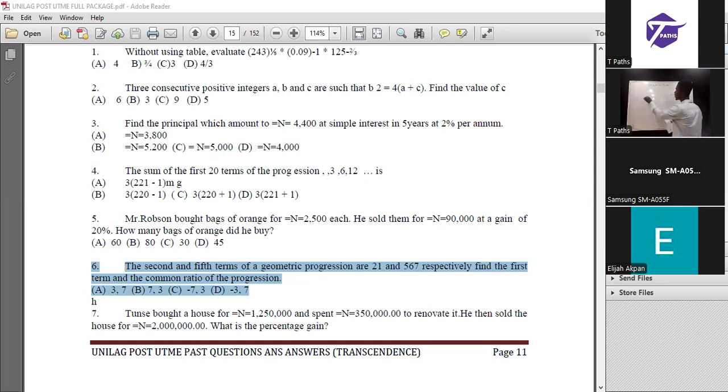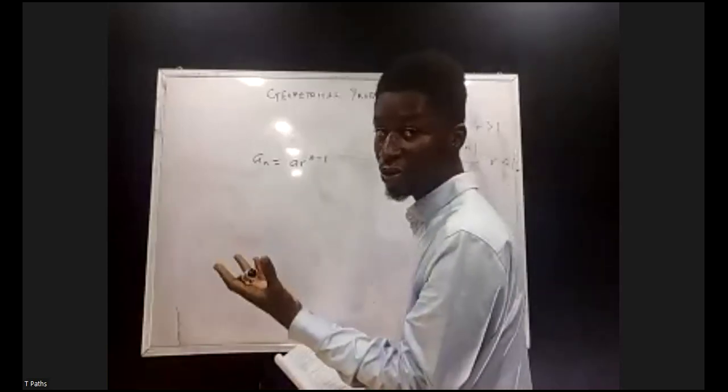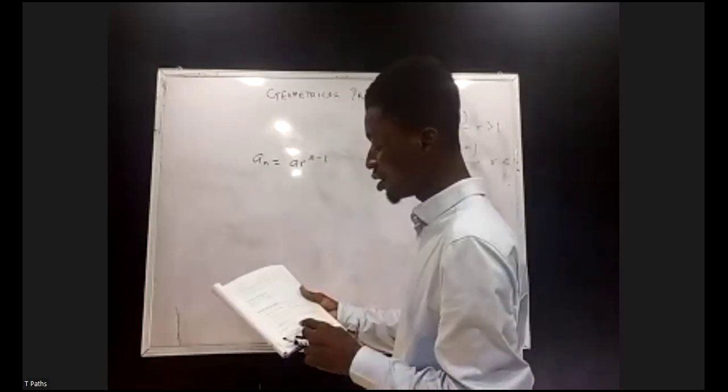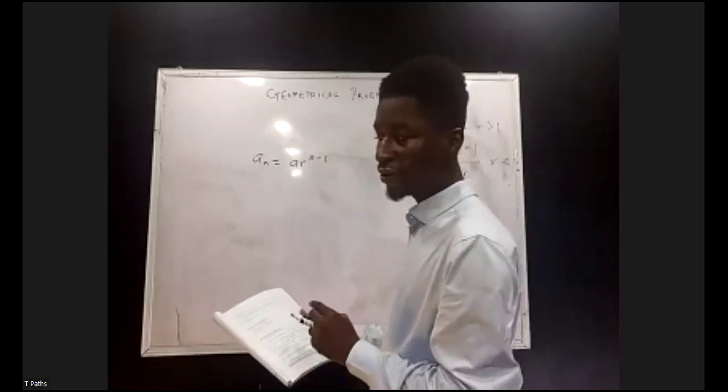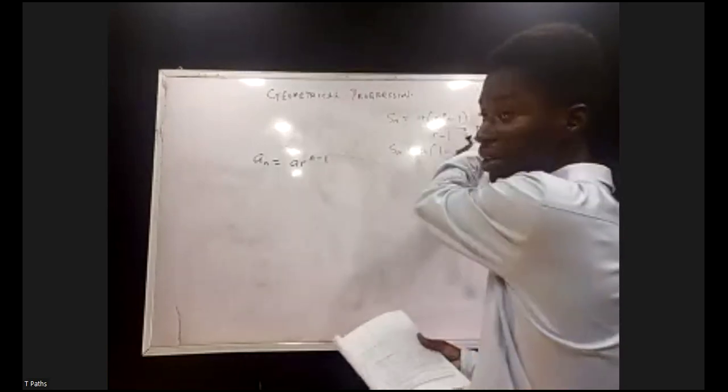Now let's use this formula. We use the formula: a_n equals a r raised to power n minus 1. Why am I using this formula? I'm not asked for the sum of the terms. I'm only told the nth term, which in this case is the second and the fifth term. If you are asked the sum of the terms, then we can use the other formula here.